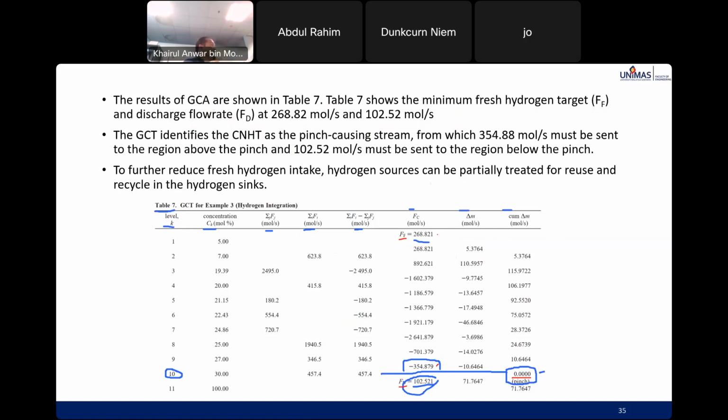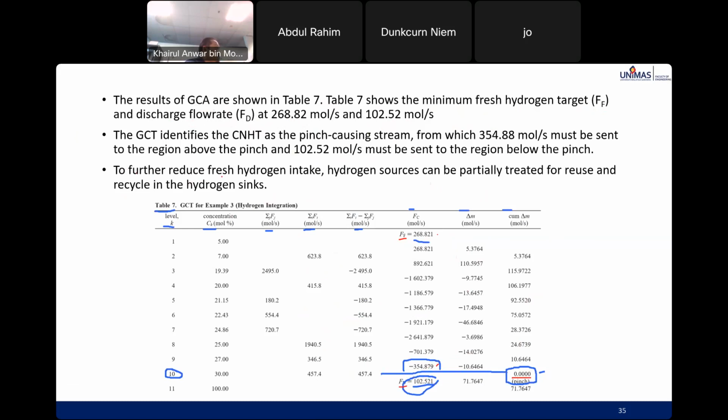So where is it? Here, okay. 354.88 here, this value is above the pinch, refer to this blue line. So FD, the minimum discharge flow rate, is also in the above the pinch region.